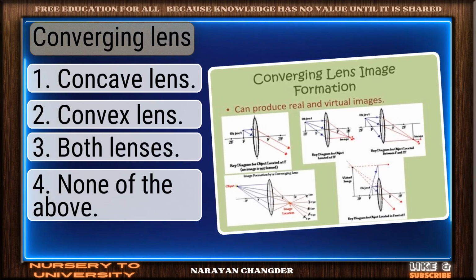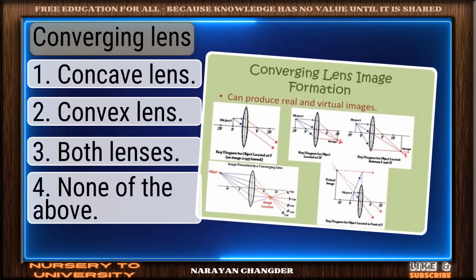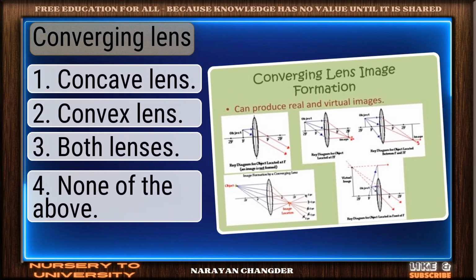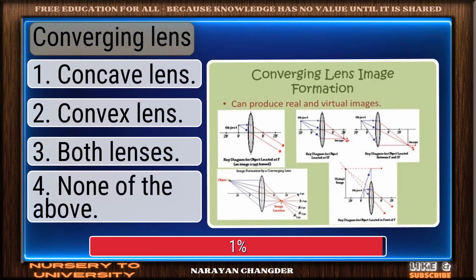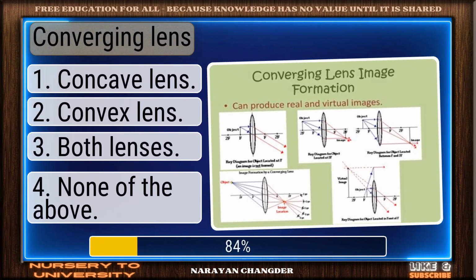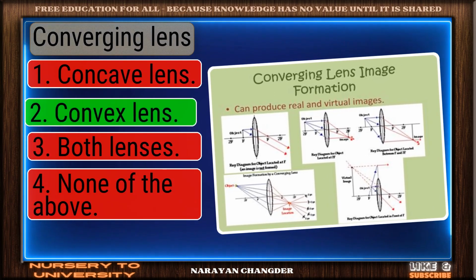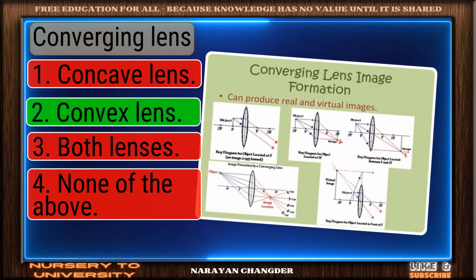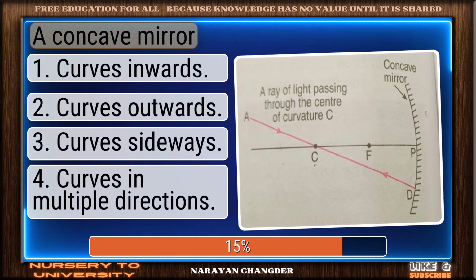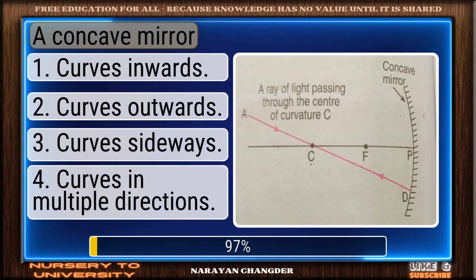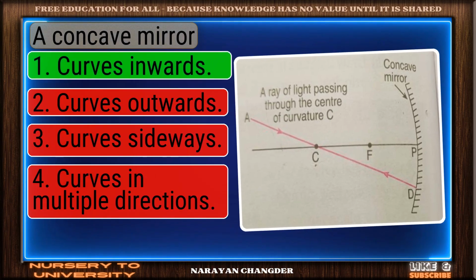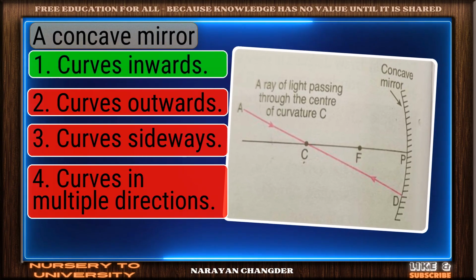Can you solve all these Class 10, Science, Chapter 10 light reflection and refraction questions? Converging lens? Well picked. Convex lens is the correct answer. A concave mirror? Perfect. Curves inwards is the correct choice.